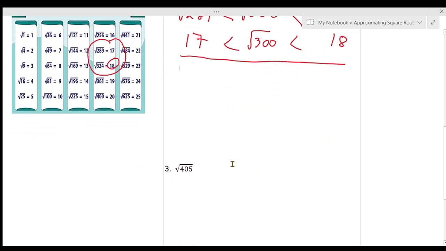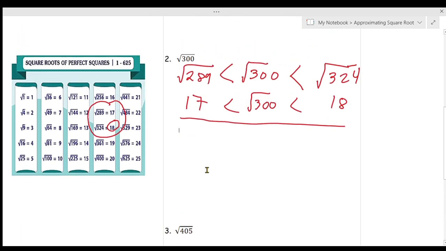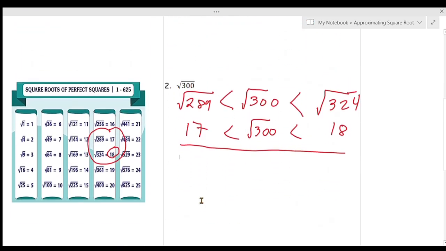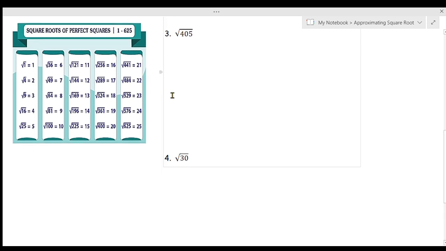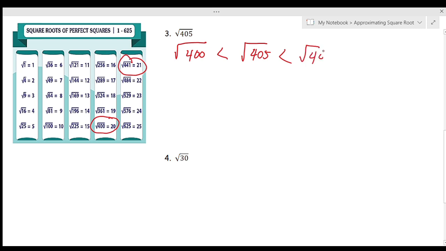Next, how about the square root of 405? Saan kaya natin siya matatagpuan? Ano po? So, ang gagawin po natin, we're just going to look at the table. So, we have 405, the square root of 405. Meaning to say, meron tayo dito, kukunin natin to because this is already 400. And the next to that is 441. So, meaning to say, the square root of 405 lies in between the square root of 400 and the square root of 441.